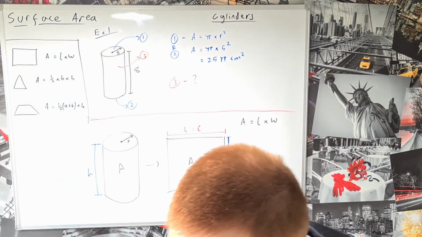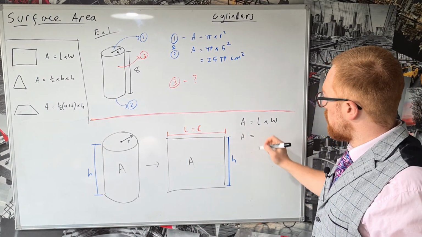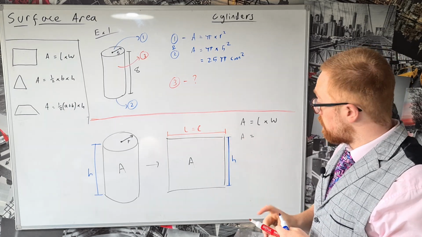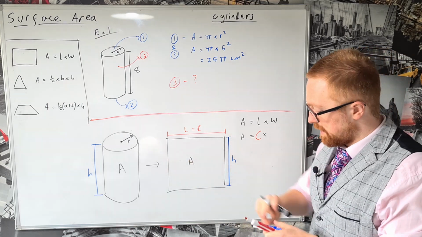So now we've got something we can use, because the area of the rectangle is equal to the length times by the width, which is equal to the circumference of the circle on the top times by the height of the cylinder.